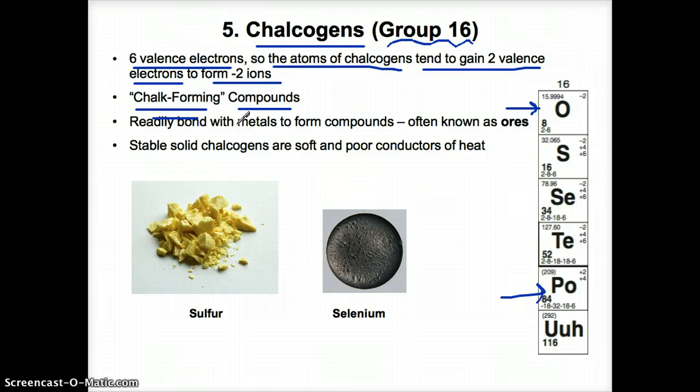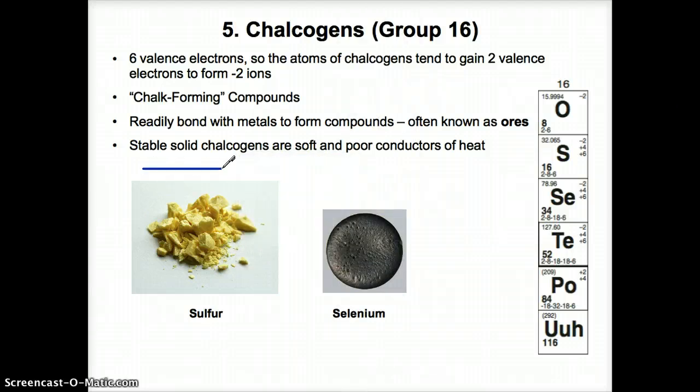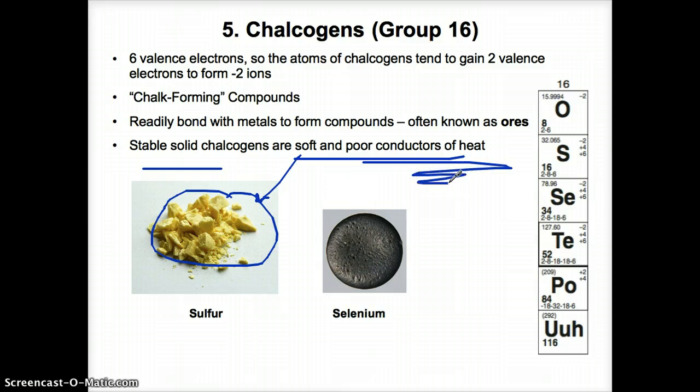Specifically, chalcogens, like oxides and sulfides and so on and so forth, form because the chalcogens in group 16 readily bond with the metals to form compounds, and these compounds are often known as ores in nature. Finally, stable solid chalcogens tend to be very soft and poor conductors of heat. For example, sulfur is a stable solid chalcogen, and it's very soft because you can crush it into a fine powder, and it's also a very poor conductor of heat as well as electricity. All right.